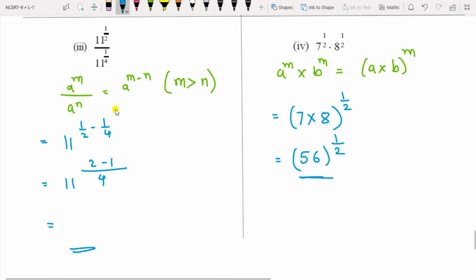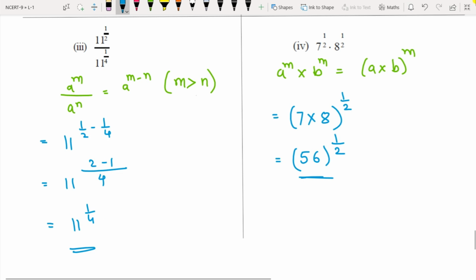This is of the form a raised to m upon a raised to n. So if it is division and the base is the same, you have to subtract the powers, m minus n. Okay. So 1 upon 2 minus 1 upon 4. Take the LCM. The LCM of 2 and 4 is 4, and multiply each term with the LCM here. So you get 2 minus 1. So 11 raised to 1 upon 4 is the answer.